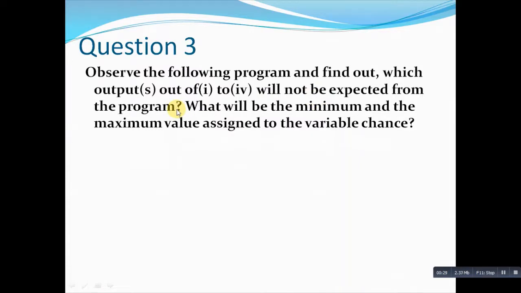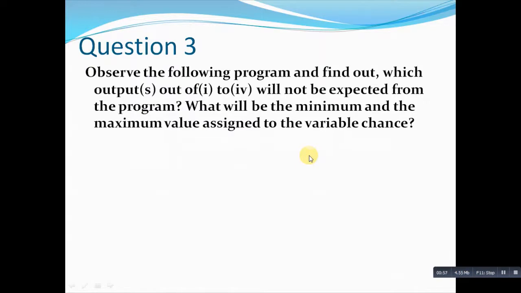Now the reverse is given. You have to take care of this. You have to read the question very carefully: which is not expected from the program. But if you find out which ones are expected, then which one is not expected you will automatically get. What will be the minimum and maximum value assigned to the variable chance, that we have to find out. So the possible option which is not expected from the program we have to find out.